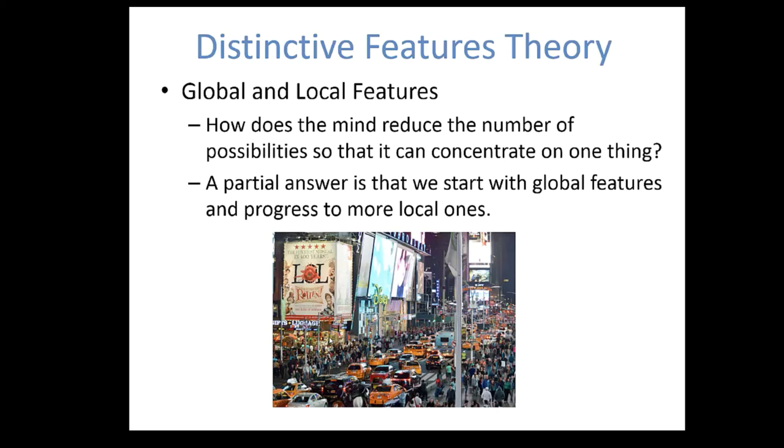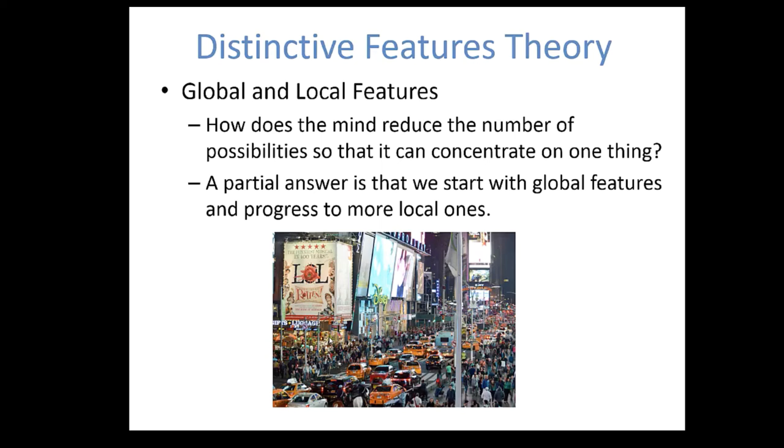Now, when we look at a large scene around us, one thing that can easily happen is that there might be many, many possibilities for us to focus on, many different options for us to look at and find the features in. So how does the mind reduce the number of possibilities so that it can concentrate on just one thing? A partial answer is that we start with global features and progress to more local ones.